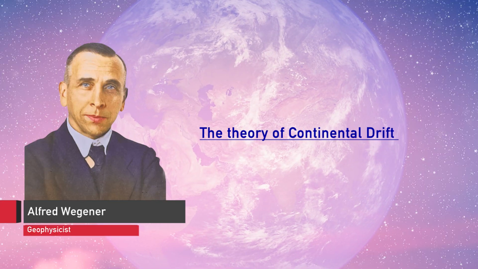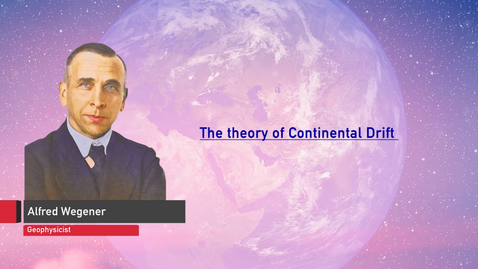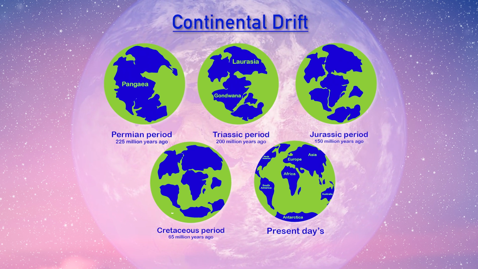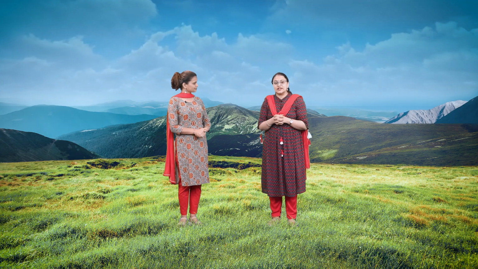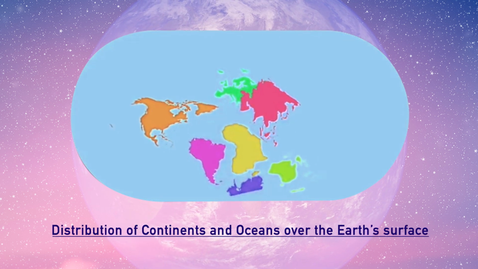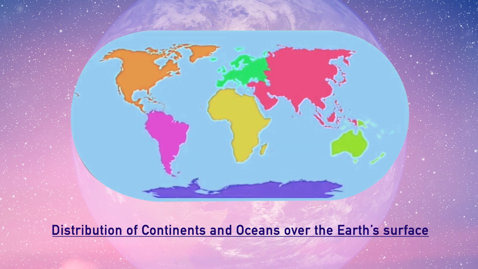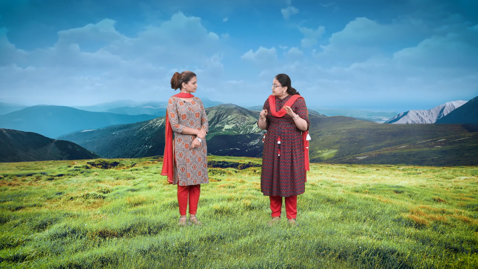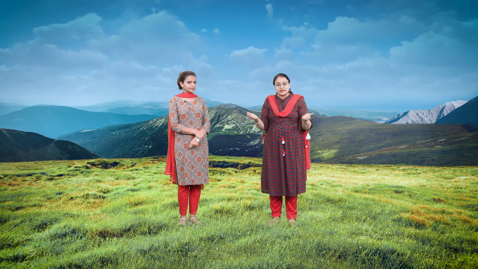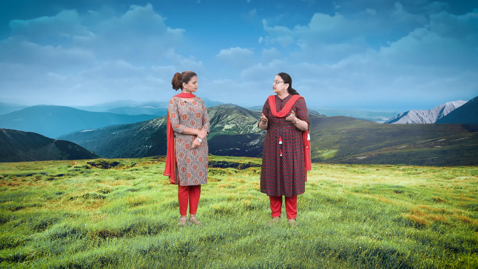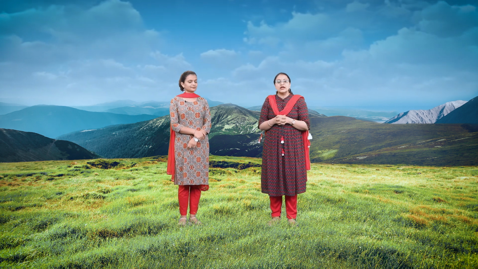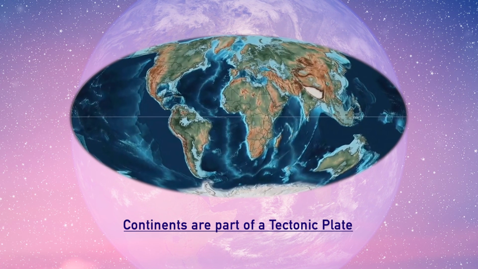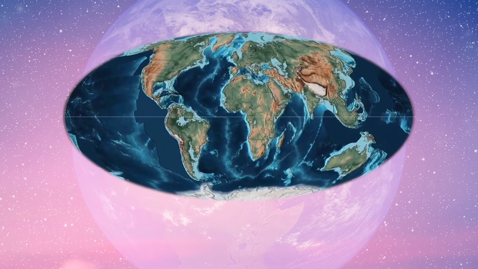Yeah, he is very famous as he gave the theory of continental drift and tried to explain the distribution of continents and oceans over the Earth's surface. He believed that the continents move. On the other hand, Mackenzie, Parker and Morgan said that continents are part of a tectonic plate, and what actually moves is the plate.